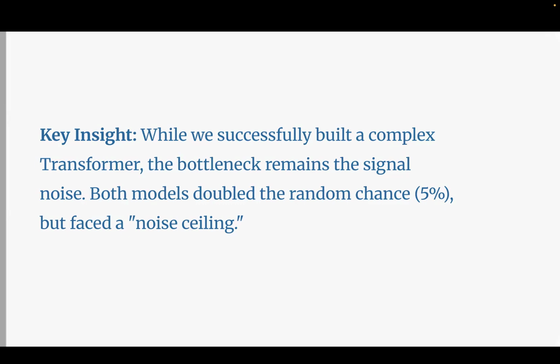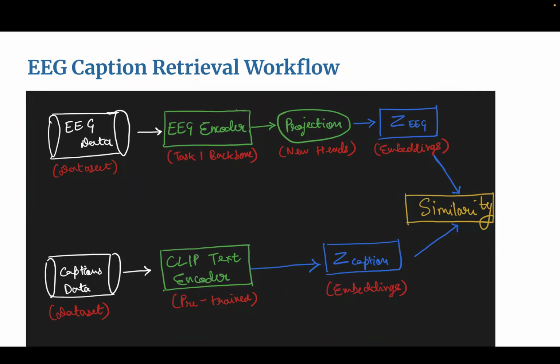However, we noticed that both the models did double the random chance of 5%. The next step we need to do is go towards image caption retrieval through the EEG signals. The way we do this is by using the CLIP text encoder, and we pass in the EEG encoder that we now trained. We detach the heads of the previous layer and add new heads so that we can get both the text encoder and EEG encoder into the same embedding space. And we find the similarity scores between them so that we can train the model better.